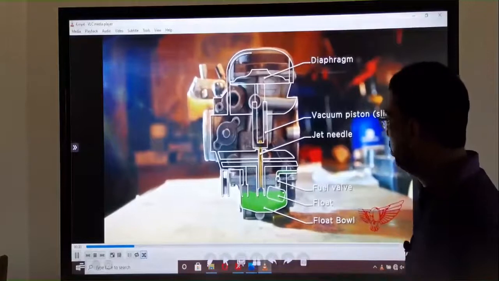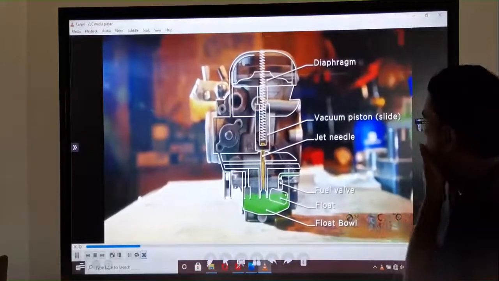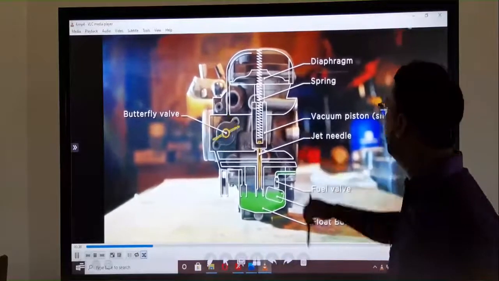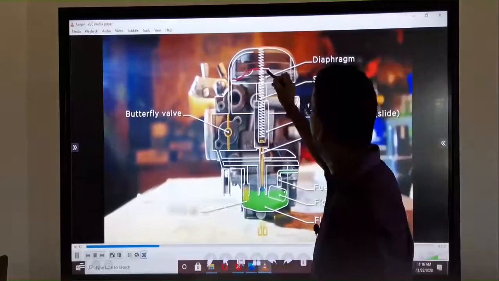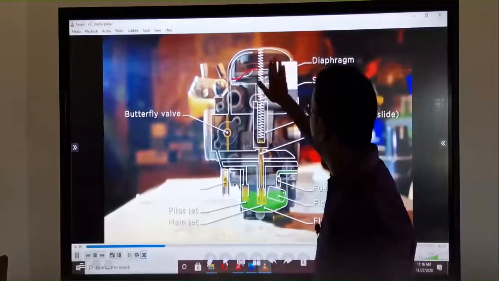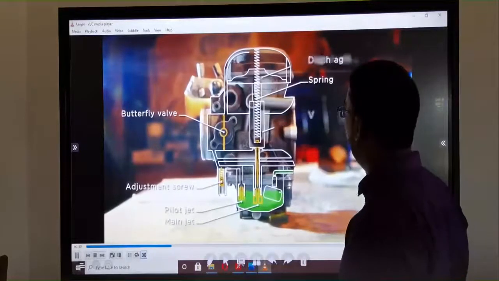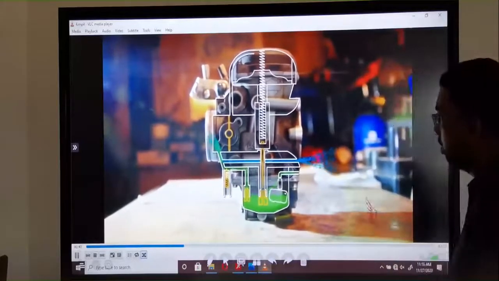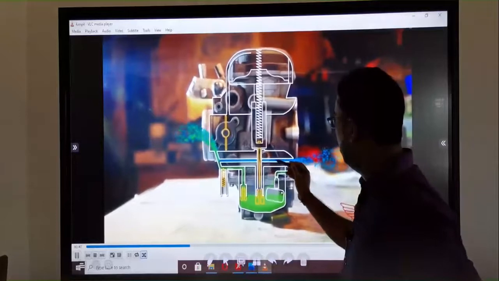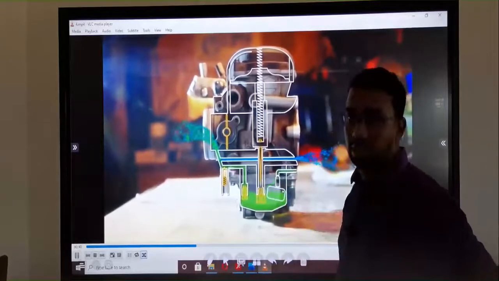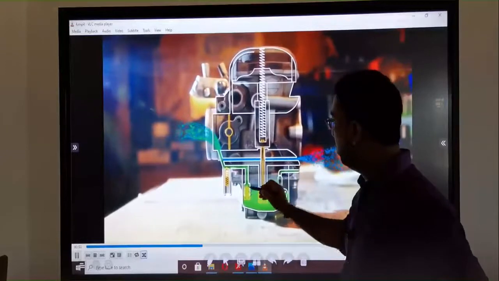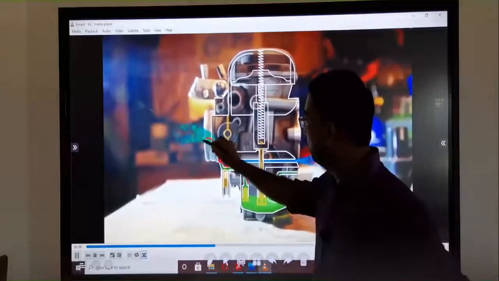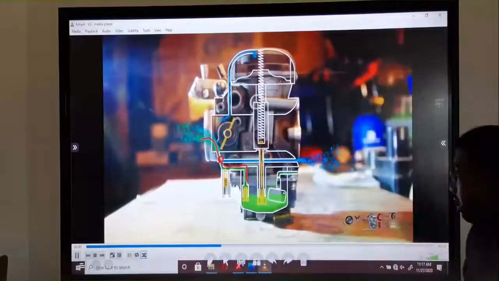So there are two needles. Here there is a jet needle. Here there is a piston, and this area is called the diaphragm. This type of carburetor widely uses the diaphragm, and there is a spring. Here is the idle screw. Normally in the idle condition, air comes through this idle tube, and fuel comes like this, and both are mixed here and come outside after the throttle valve.